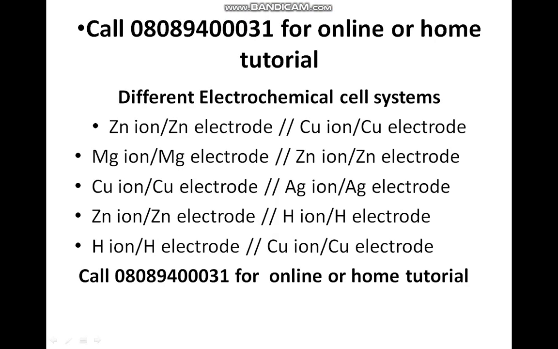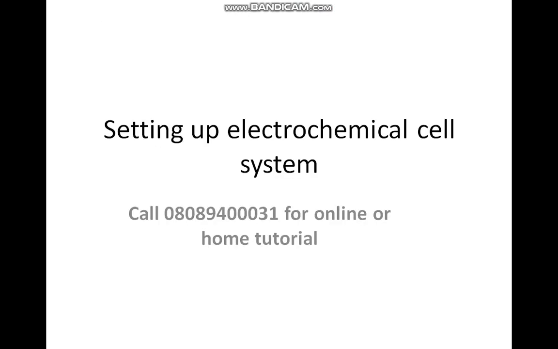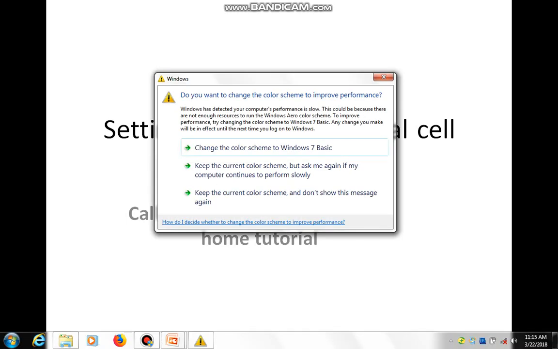The topic for discussion is setting up primary electrochemical cell system and the production of electric current. Any electrochemical cell system must consist of two metals as electrode. These metals must have different standard electrode potential. That is, the two metals must be of different reactivities.